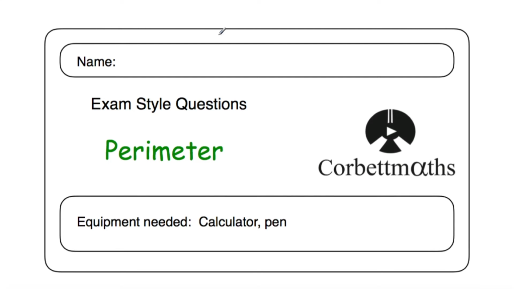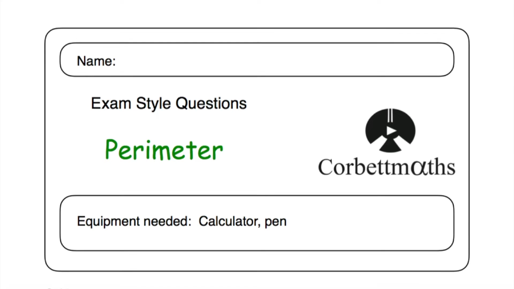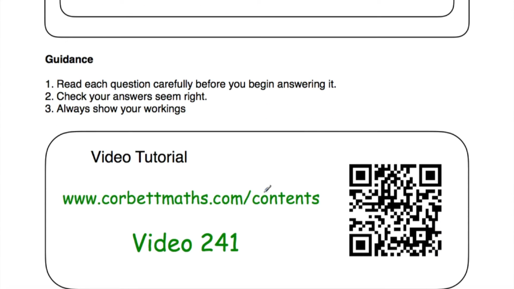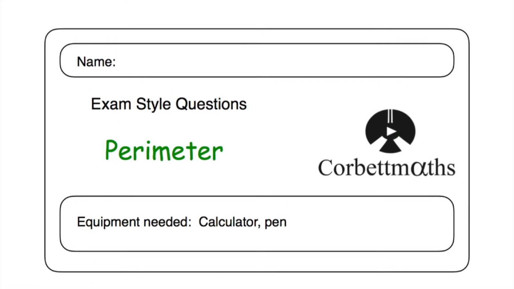In this video, we're going to look at the video solutions to the perimeter practice questions. If you need any extra help in perimeter, go to corbettmaths.com/contents and scroll down to video number 241, where there's a dedicated video tutorial on finding the perimeter of shapes. Alternatively, you could scan this QR code. But in this video, we're going to focus on the video solutions to the practice questions, so let's get started.